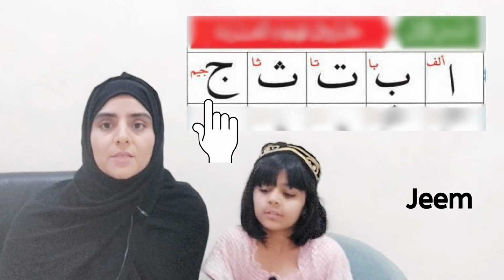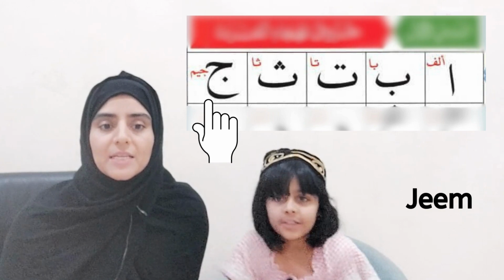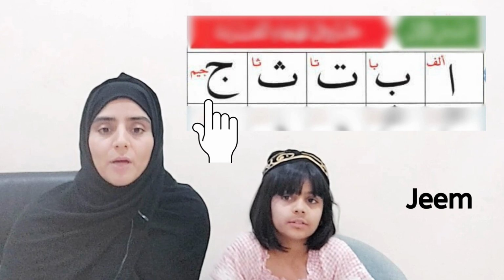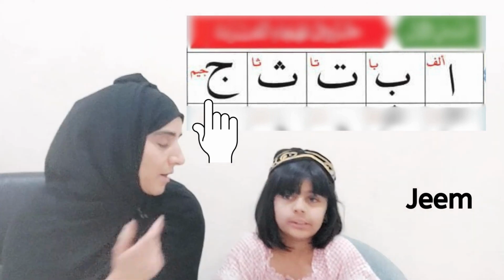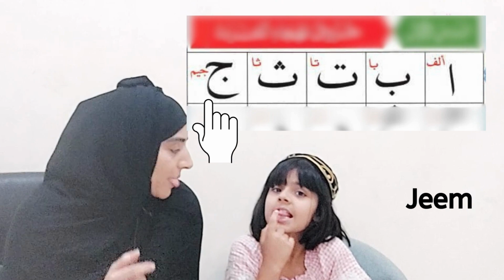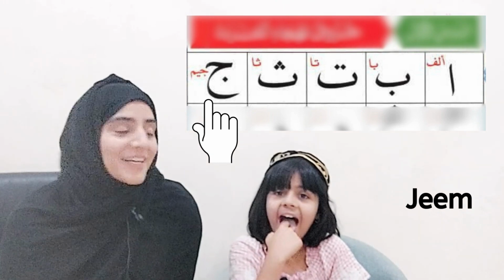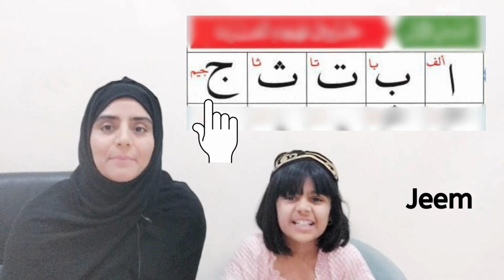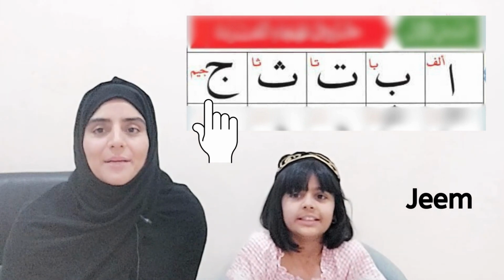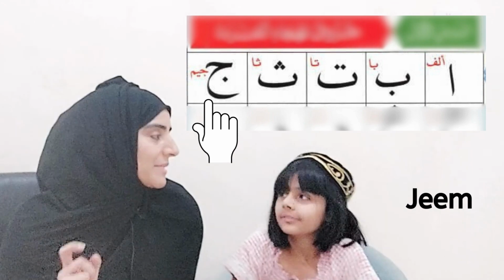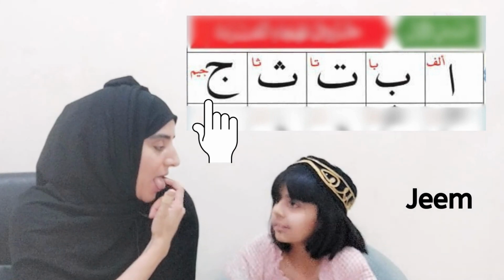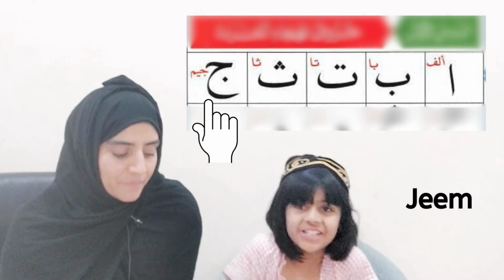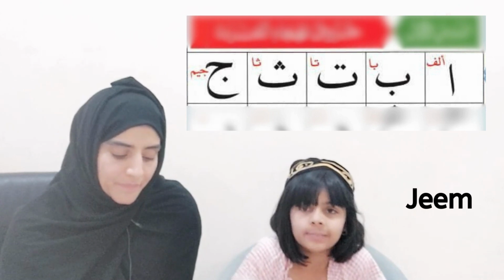The fifth letter is Jim. The Jim sound comes when the middle of the tongue, where is the middle of the tongue? Now that's the tip. Yeah. Touches the palate, upper palate. Yeah? So, Jim. So, the Jim sound comes when the middle of the tongue touches the palate.